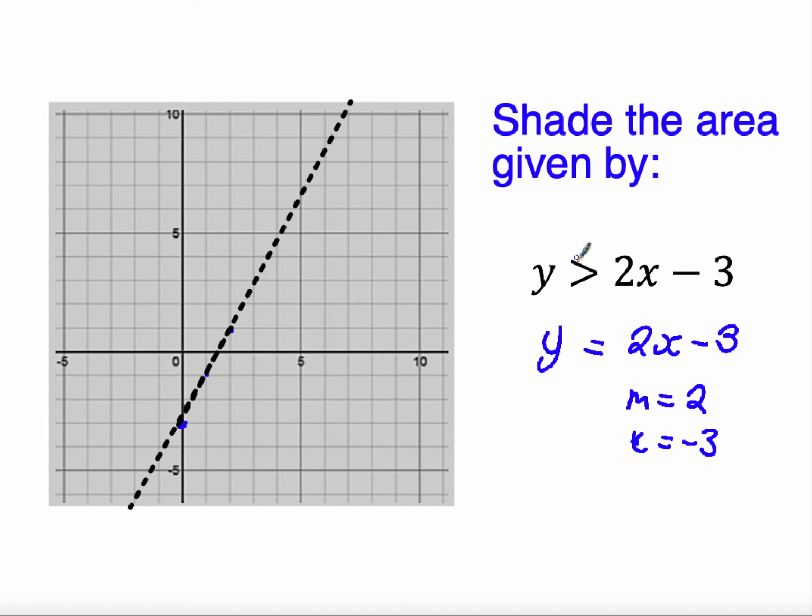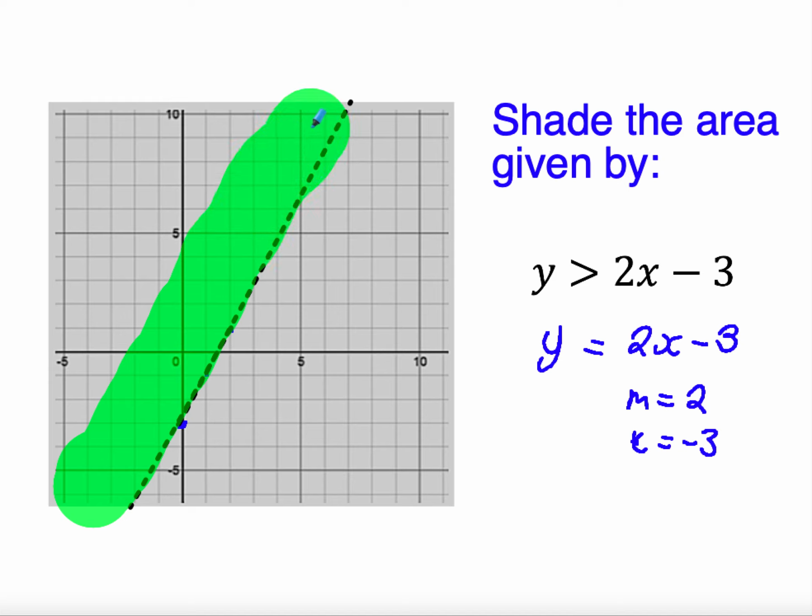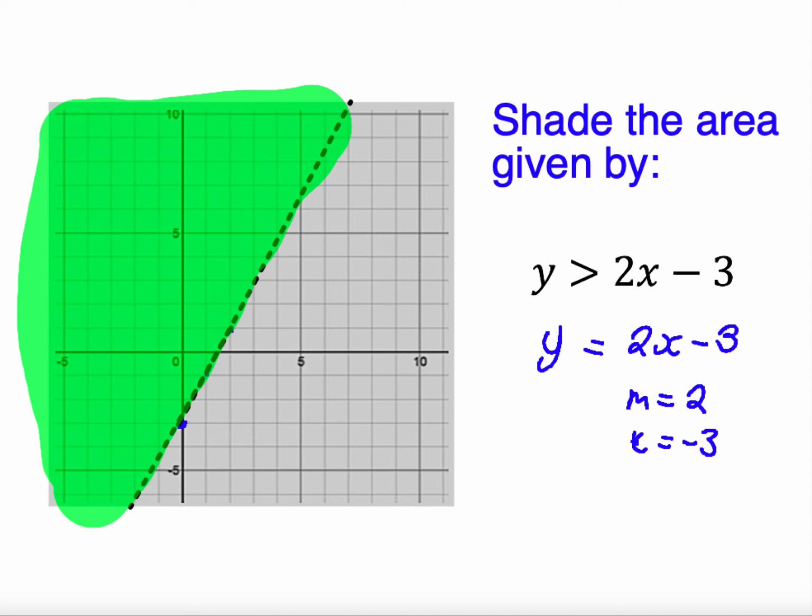Now go back to the inequality. I want y to be greater than 2x minus 3, so I want above the line. So therefore this time I'm going to shade everything that is above the line. And that's the region that I'm interested in.